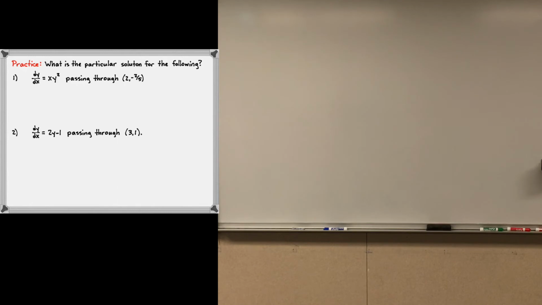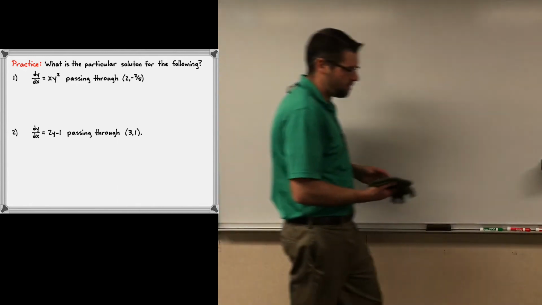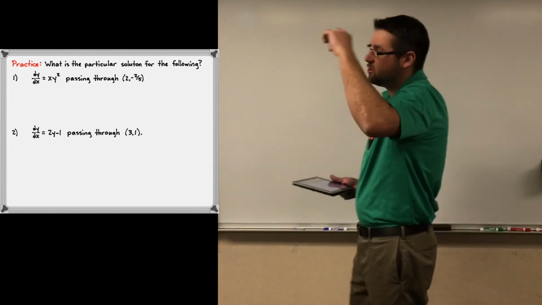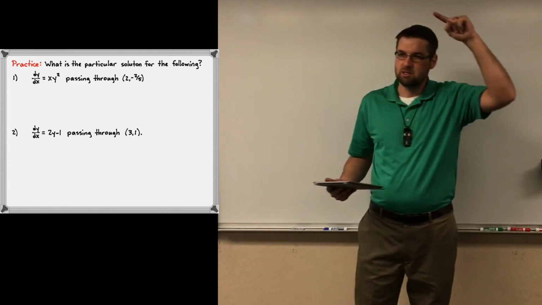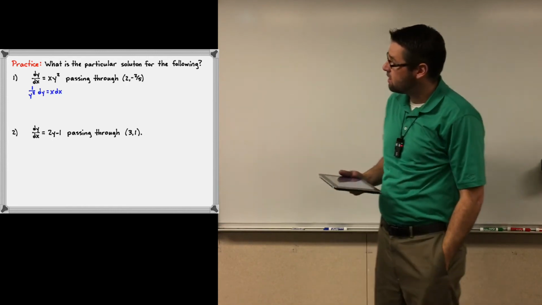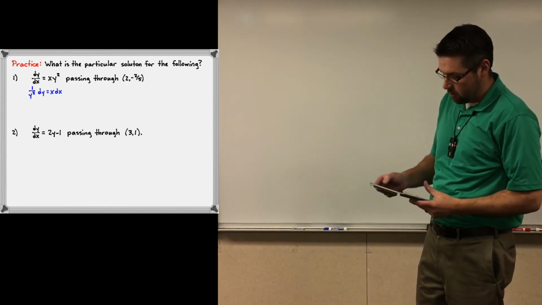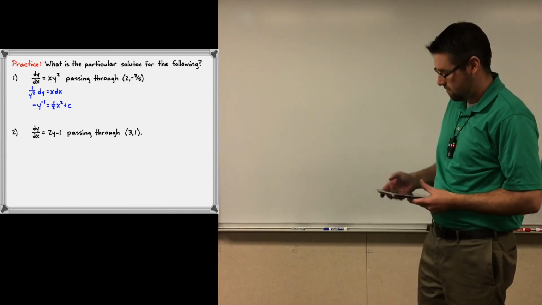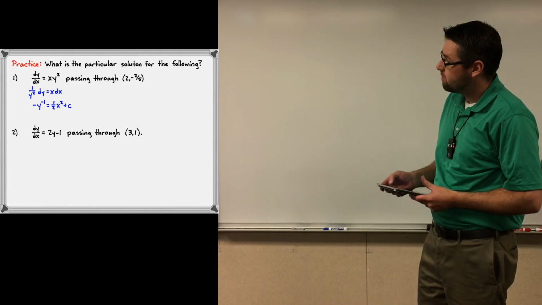All right, let's take a look at the first one. Number 1, what's the first step? In general, the first step is to separate the variables, right? So we should have gotten 1 over y squared dy equals x dx. Then we're going to integrate. We do not get the natural log of y squared. We get that. And then what's the next step?